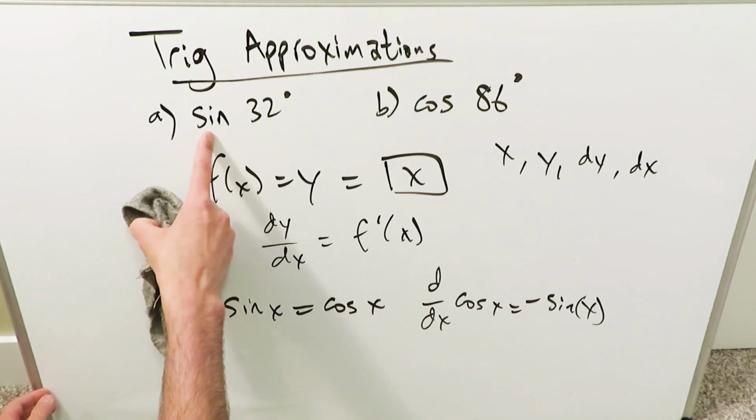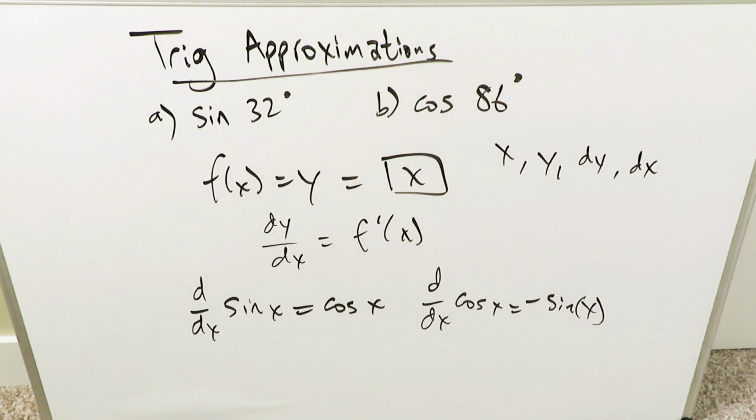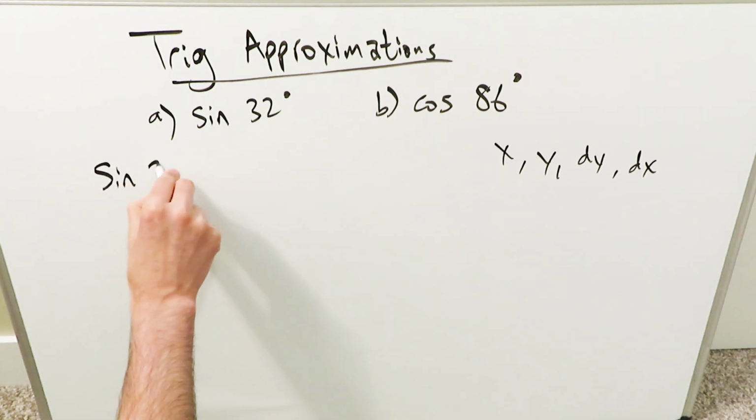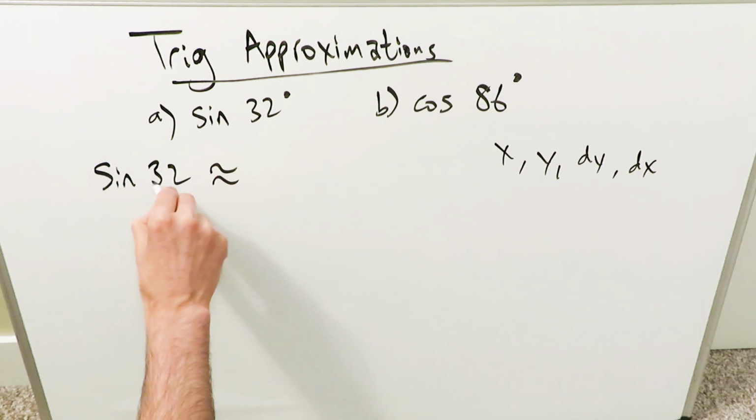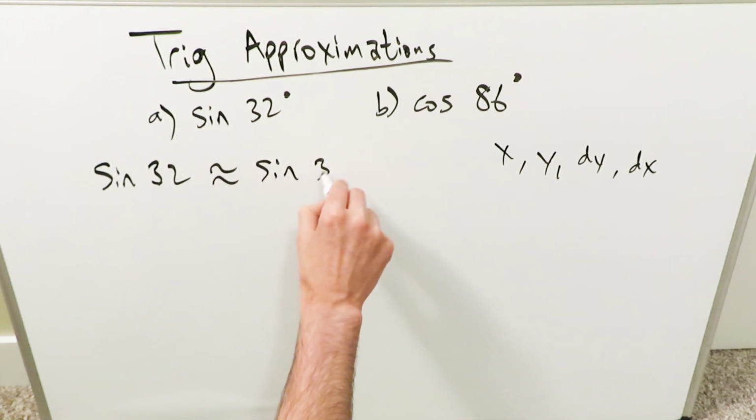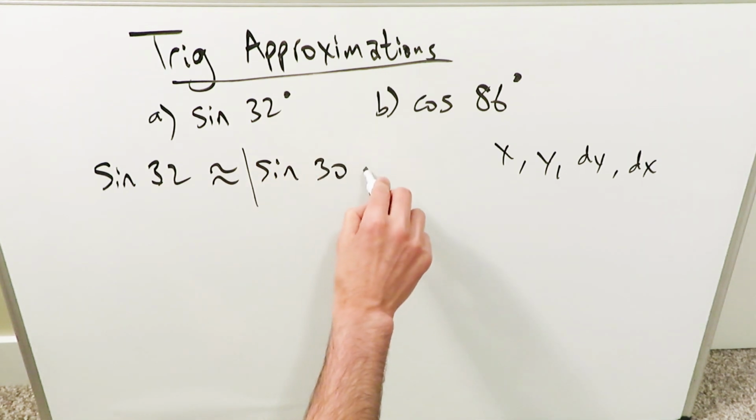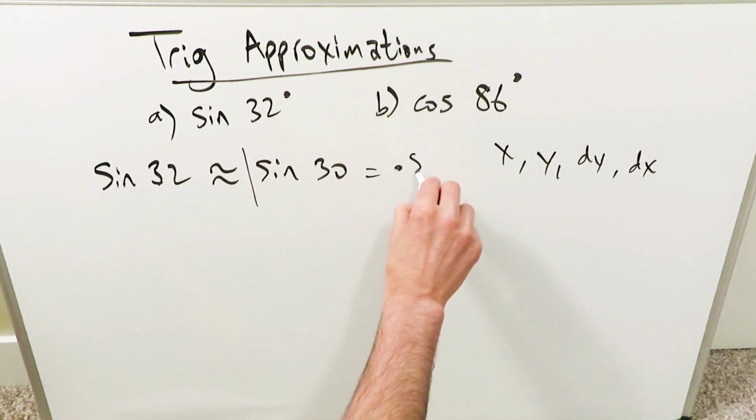So let's look over here at sine 32 and cosine 86. How can we use derivatives to make these calculations without relying on a sine and cosine function on your calculator? Start here with sine 32. This is our question. We have to do sine 32. You know it should be somewhere close to a known value, which is sine 30. I have a function here which is sine 30. If I look at this function sine 30, it's equal to 1 over 2, which is 0.5.